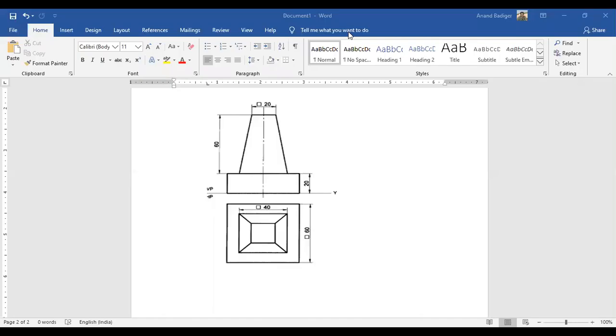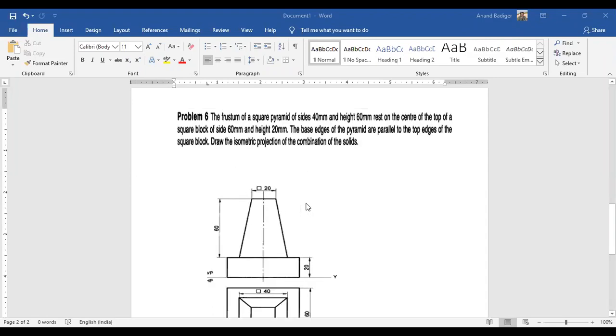Here, let me just explain it again. In this problem, we have two solids. One is the square prism, which is of 60 sides and 20 thickness. On top of that, you have a frustum of a square pyramid. The base of the square pyramid is 40. The total height of the square pyramid is 60, and at a height of 60 it is cut in such a way that the top face looks like a 20 square. So this combination of solids we have to draw in isometric.